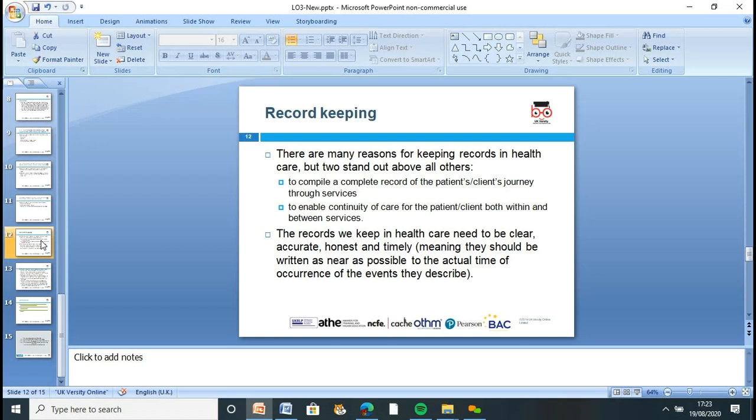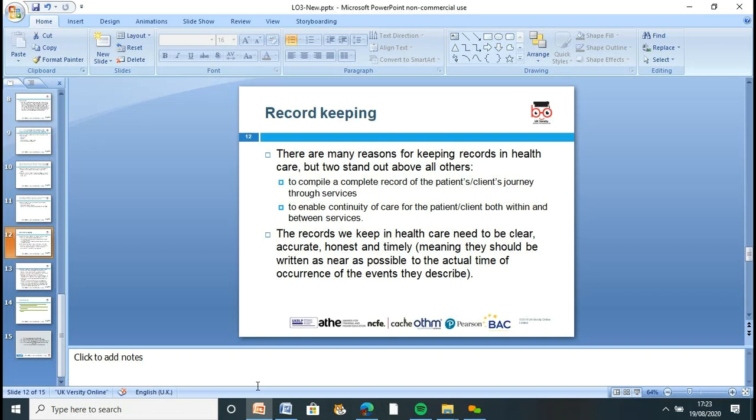And record keeping, this is important in so many different organizations, education, health and social care, business. Record keeping is a very big thing everywhere. So there are many reasons for keeping records in healthcare, but two stand out above all of the others. You've got to compile a complete record of the patient's journey throughout the services. So from start to finish, there needs to be a full record from them getting taken into wherever they need to go to being discharged.